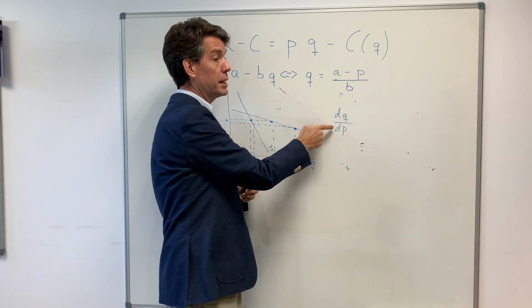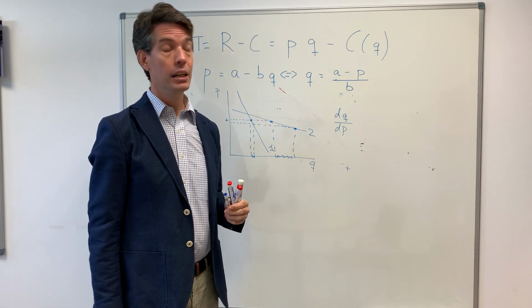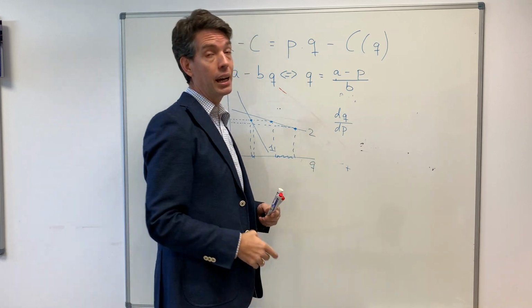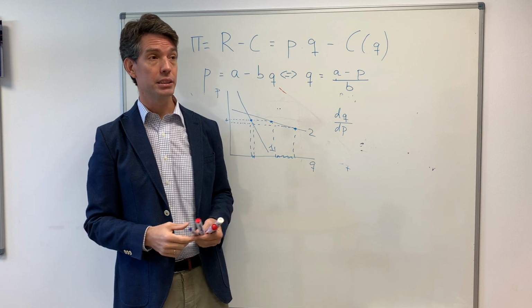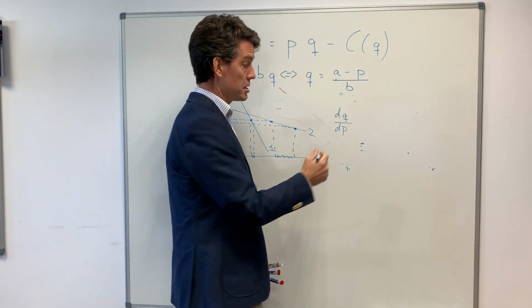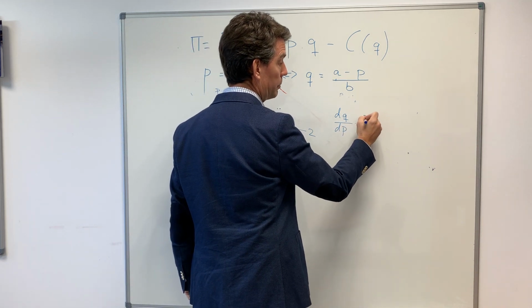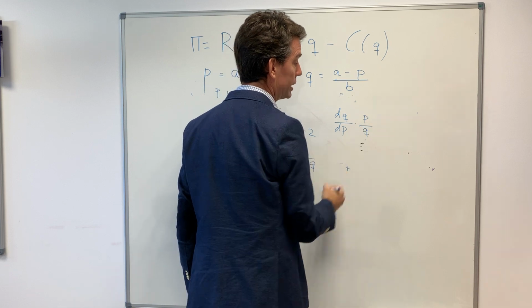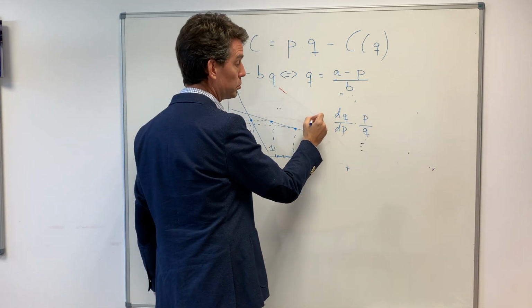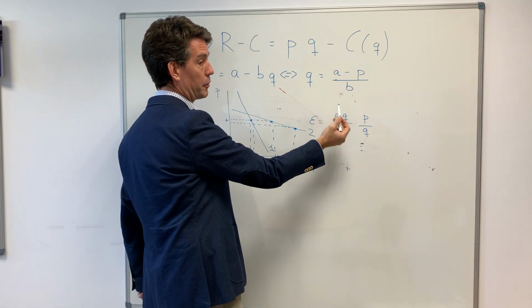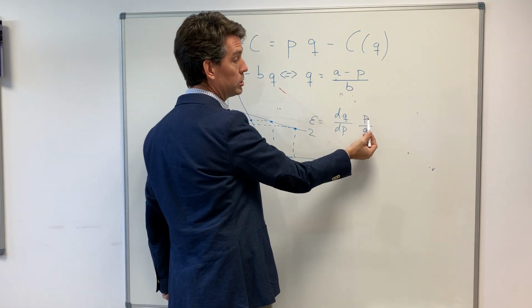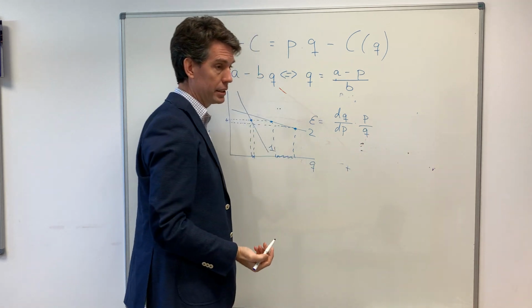However, the slope is not going to be completely the most useful measure of how reactive the demand is. Why? Because it depends on the units in which we are measuring the quantity and the prices. And if we want to compare across markets, we want them to be expressed in the same units. So we do a little trick, which is we multiply by price and divide by quantity. This is the derivative. And this is what we are going to call the elasticity. The elasticity is going to be the derivative of the quantity with respect to the price multiplied by the price divided by the quantity.